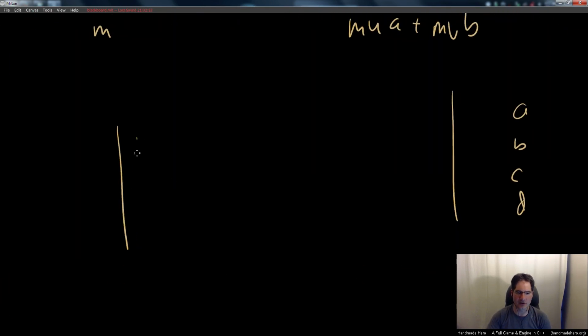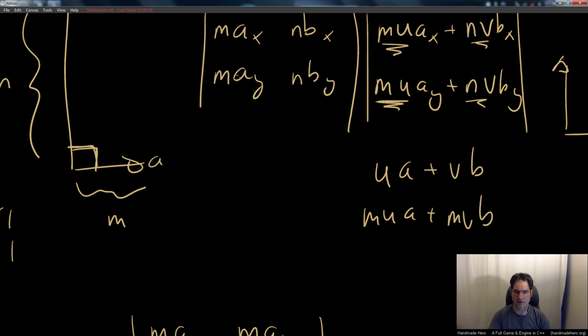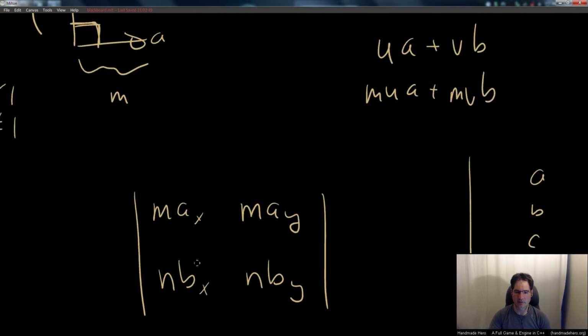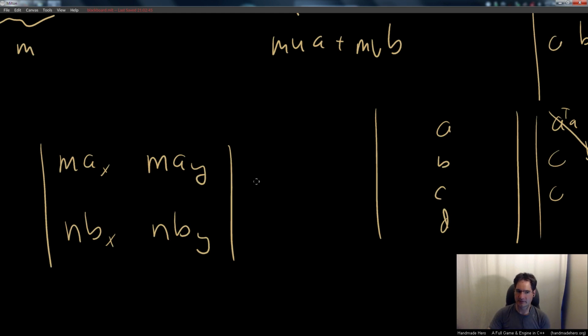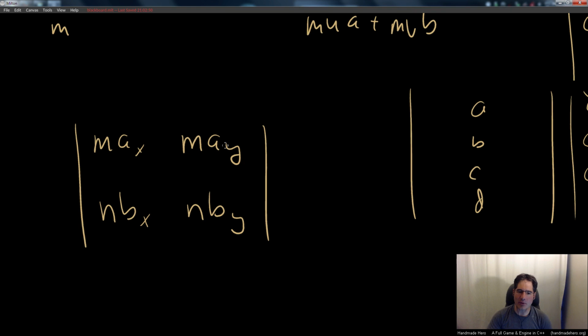Well, what would I get if I transpose this matrix? Well, I have MAX, right? But now down here I actually have NBX, right? And then up here I have my MAY, and here I have my NBY, right? You can see that I just swapped these two, right? So now when I do my dot product, I'm going to dot product this with something. Now when I do my dot product, I have a problem.